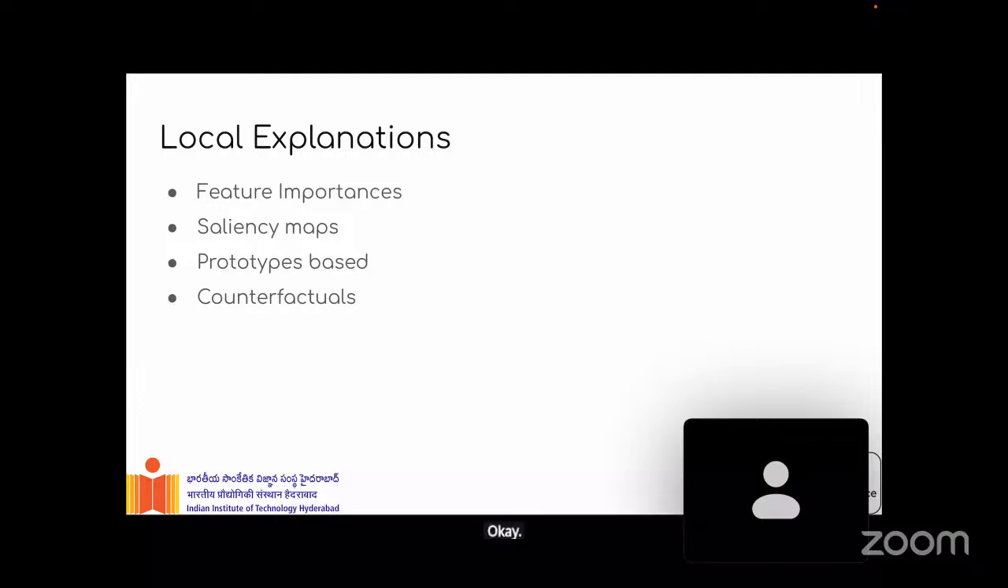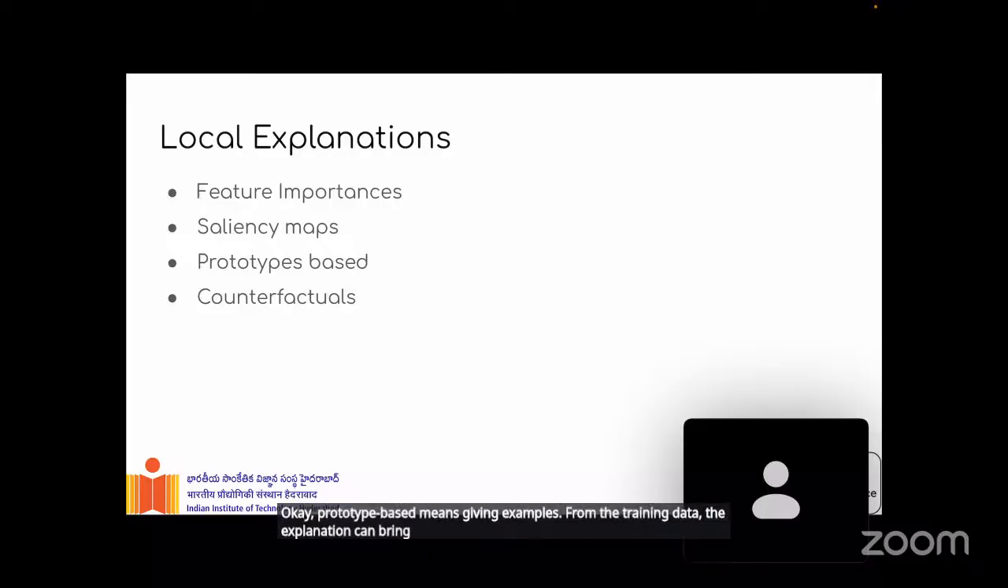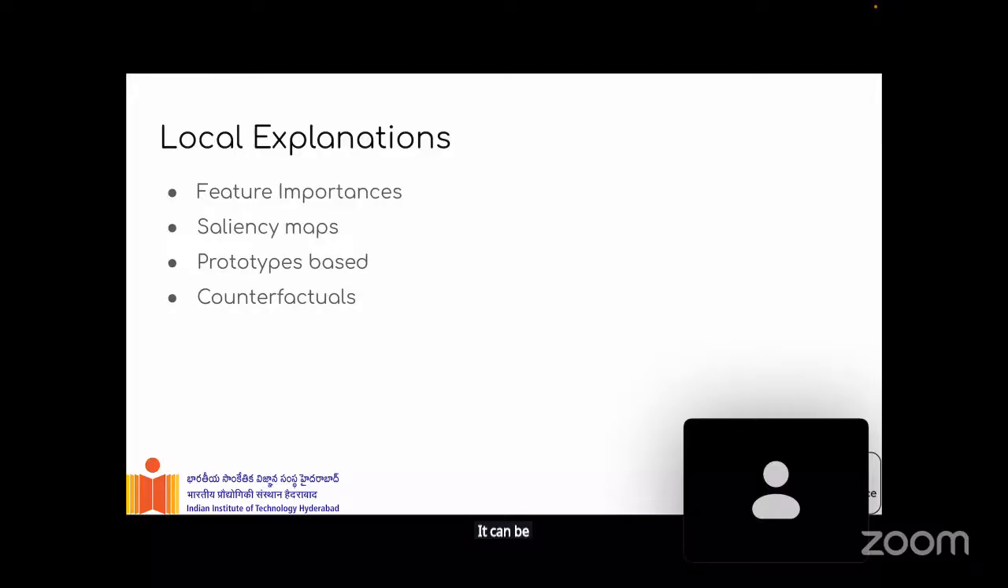Prototype based means giving examples. From the training data, the explanation can bring a set of examples that can help us understand why the model predicted yes or no. By throwing some examples at us, it can explain. It can be anything. It is just that this local explanation is valid within the neighborhood of this data point. There can be a completely different explanation.